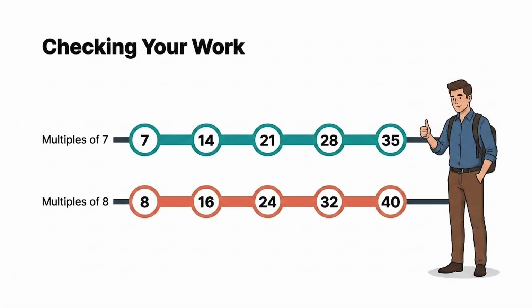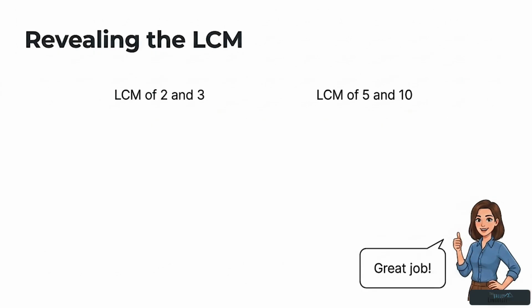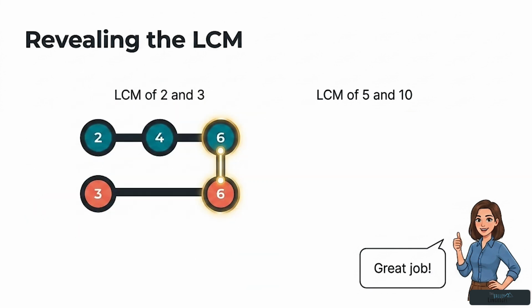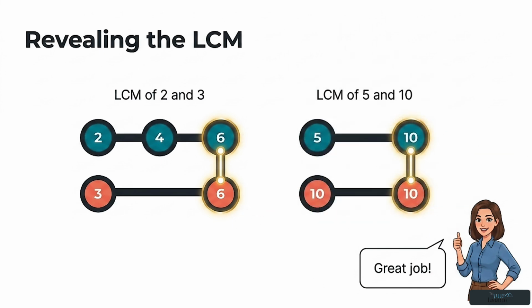Okay, welcome back. Let's see how you did. Your multiples of 7 should be 7, 14, 21, 28, and 35. For 8, you should have 8, 16, 24, 32, and 40. Now for the LCMs. The least common multiple of 2 and 3 is 6. And the LCM of 5 and 10 is simply 10. If you got those right, absolutely fantastic job. And hey, if you missed one, no worries at all. Just review your multiplication tables.